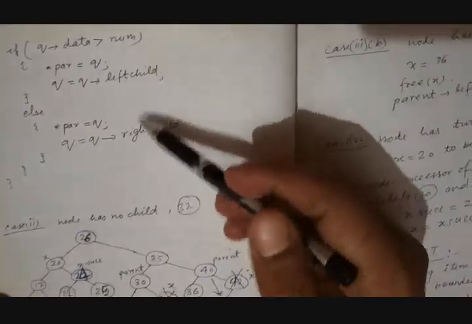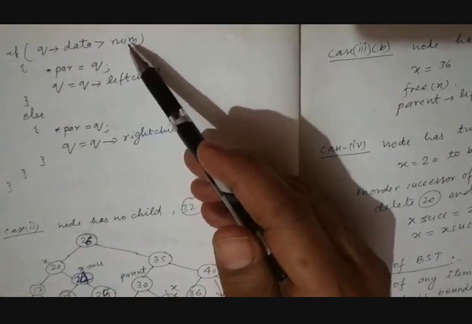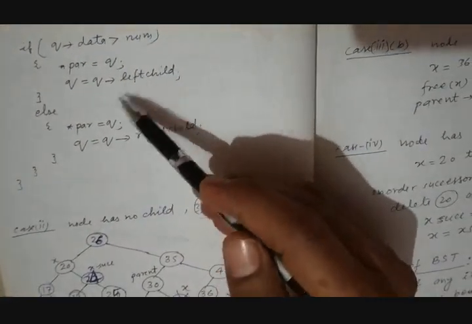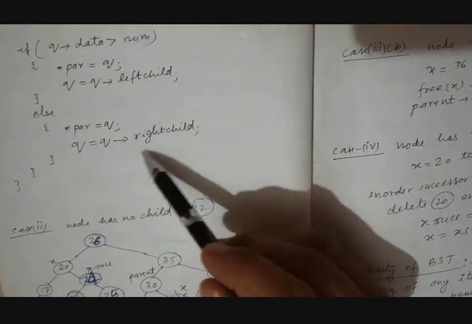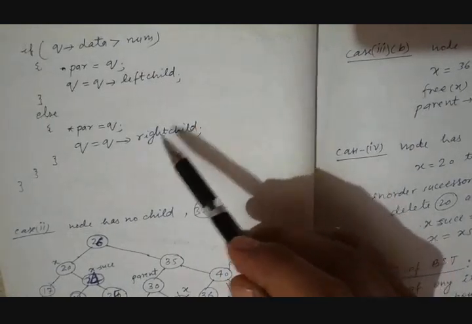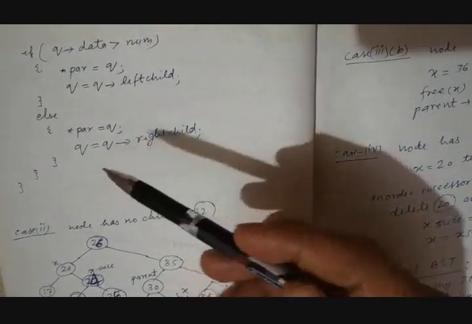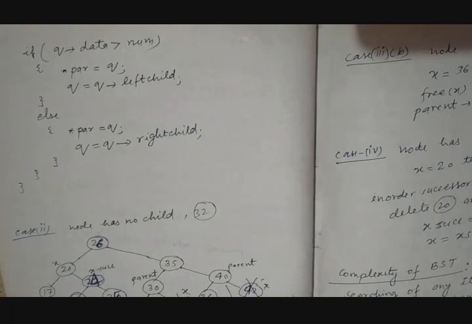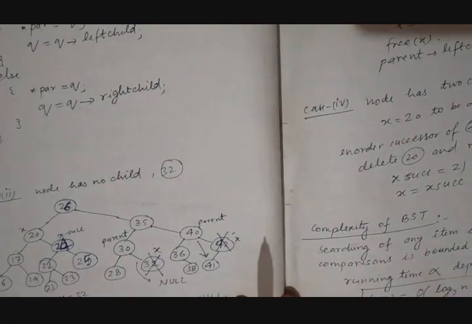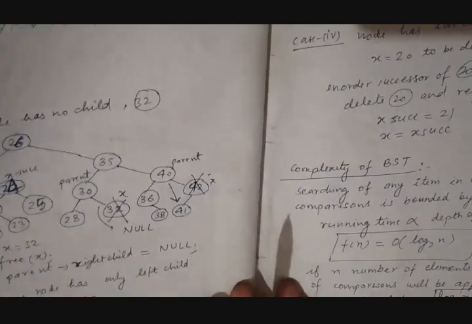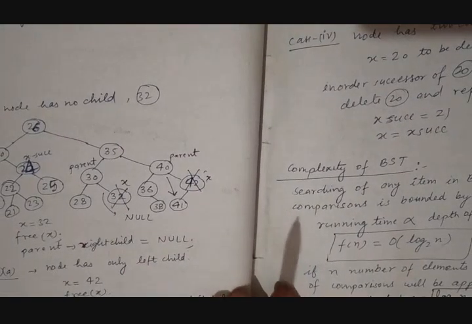Here we already know that if the queue data is greater than the number, then we have to move towards the left side, otherwise we have to move towards the right side until we find that element in the binary search tree. So this is how the deletion operation of binary search tree is done. The coding part is done, and now we will discuss the complexity of binary search tree.